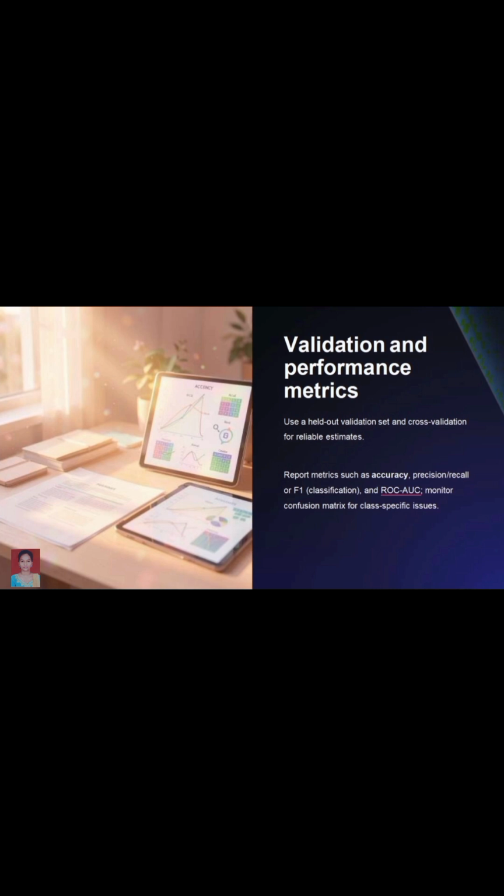Validation and performance metrics. In a multi-layer perceptron, evaluating the model's performance is an important step to ensure that it works well not only on training data but also on unseen data. For this purpose, the dataset is usually divided into different parts, such as training and validation sets. A held-out validation set is used to test the model during training without affecting the learning process. This helps in estimating how well the model will perform in real-world scenarios.